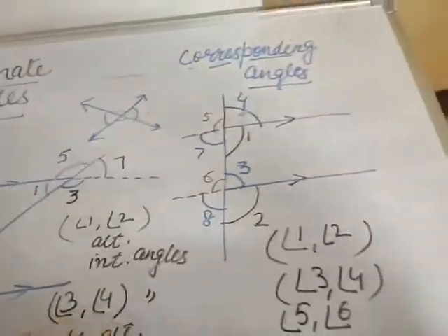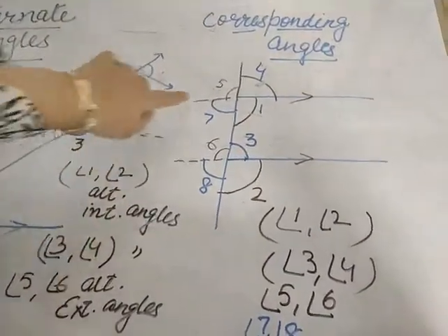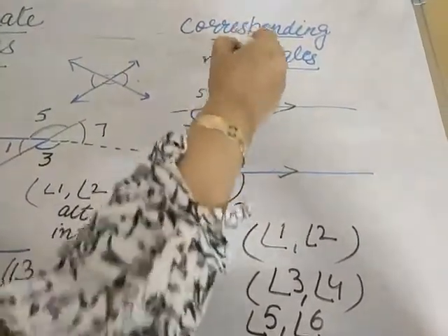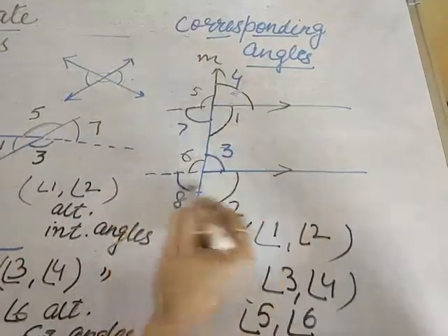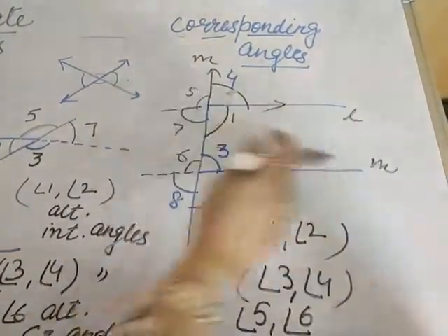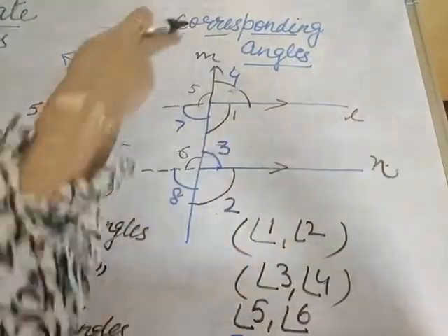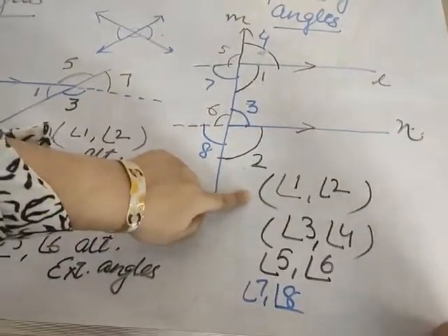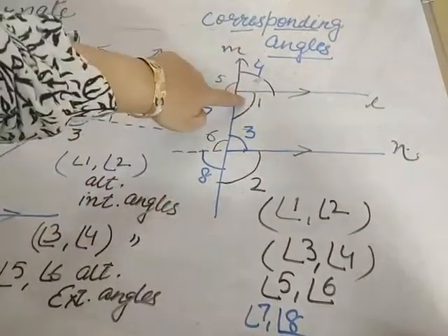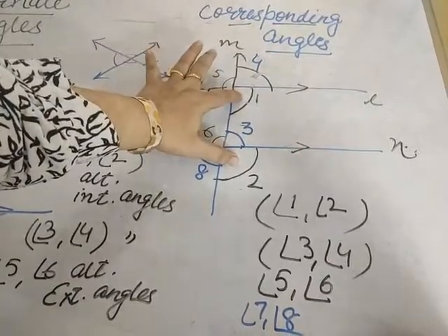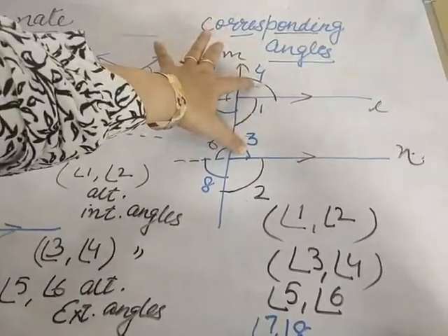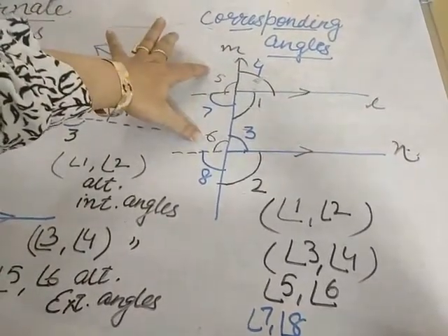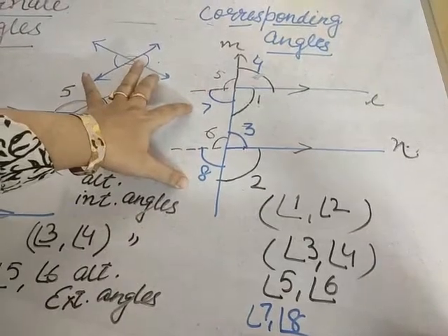Come to the corresponding angle. The same result is there. If you have two parallel lines and suppose M is the transversal line cutting two parallel lines. Suppose L and N are parallel lines and M is the transversal line. Then also all the corresponding angles would be equal. I will say angle 1 would be equal to angle 2. Similarly, angle 3 would be equal to angle 4, angle 5 would be equal to angle 6, angle 7 would be equal to angle 8.